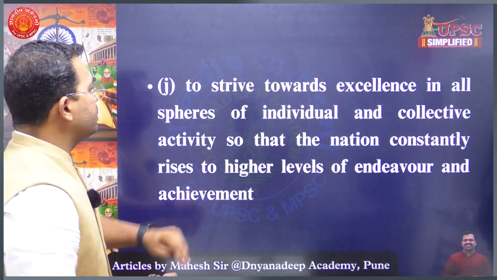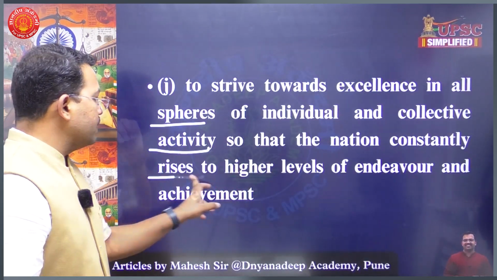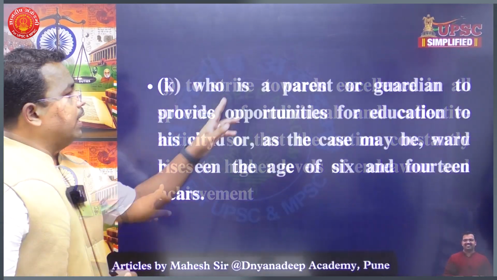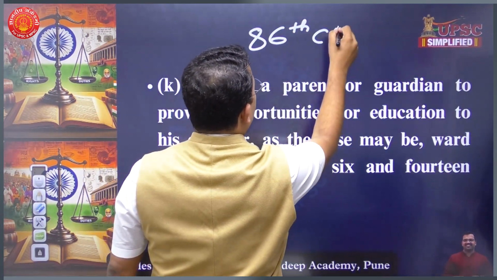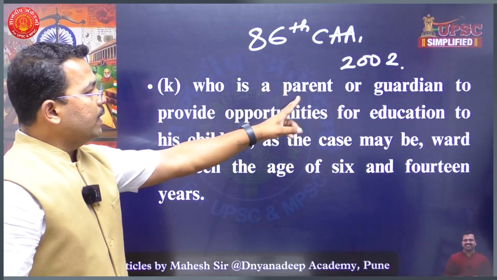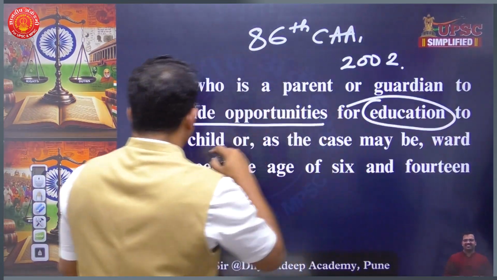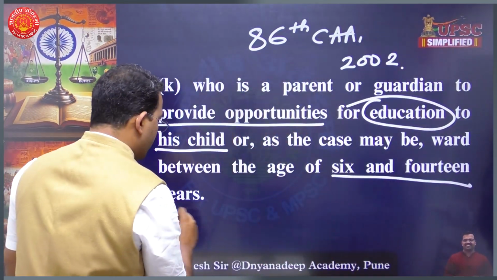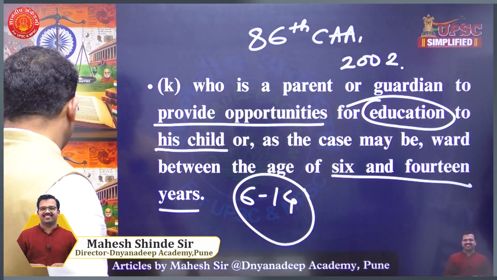To strive towards excellence in all spheres of individual and collective activity, so that the nation constantly rises to higher levels of endeavour and achievement, that is to work for excellence, is another fundamental duty. And the latest fundamental duty, which was added by the 86th Constitutional Amendment Act in the year 2002, is that a person who is a parent or guardian must provide opportunities for education to his child, or as the case may be, ward, between the age of 6 and 14 years.